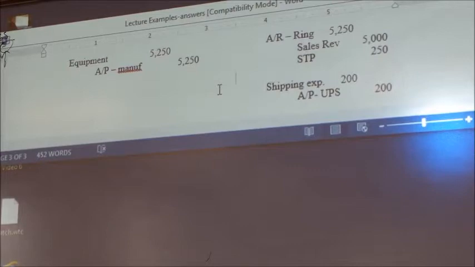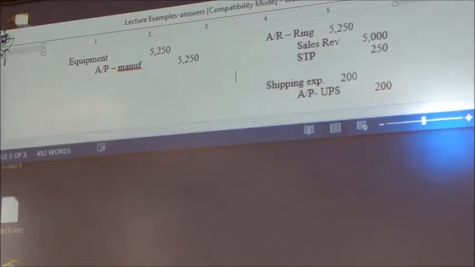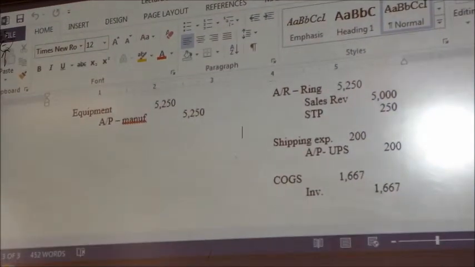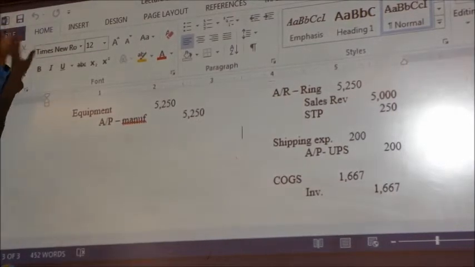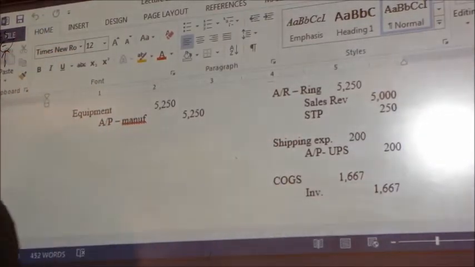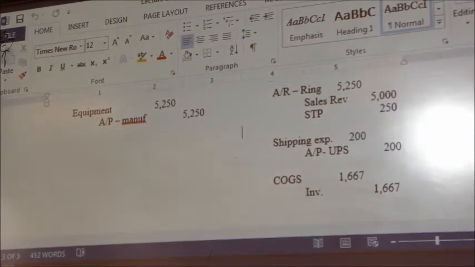I'm still not done with that transaction. What am I missing? The cost of goods sold. Cost of goods sold, yep. So as you see here, I have 3 journal entries just for one sale. That's why I put last time at least 2 journal entries per sale, because on this one I have 3 entries on my sale. I accounted for the sale, I accounted for the shipping, and the reduction of my inventory.